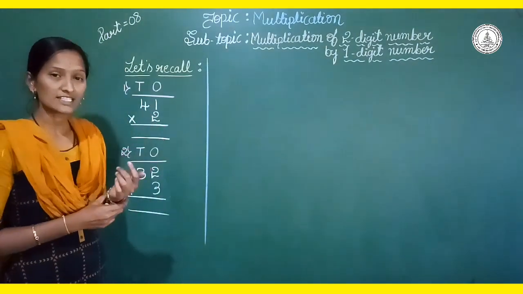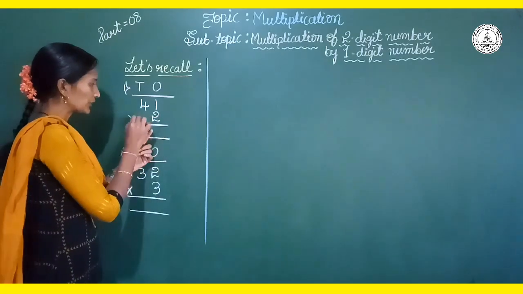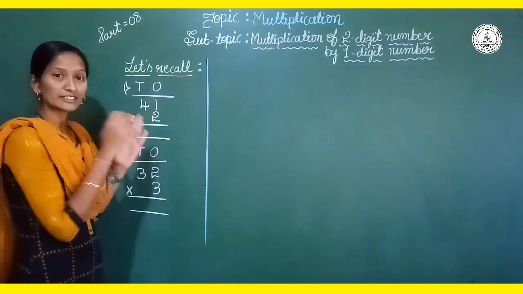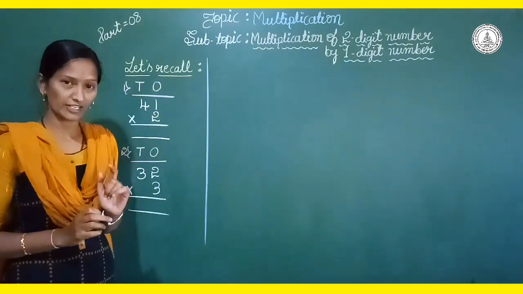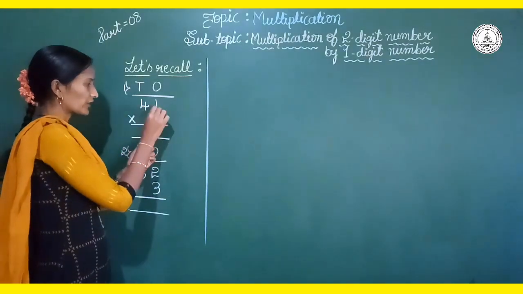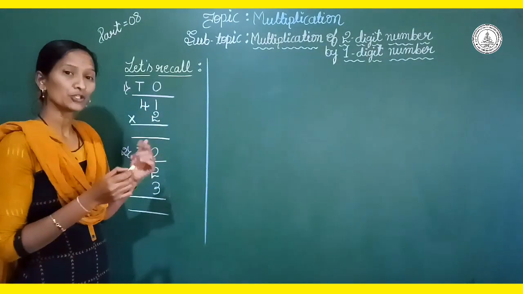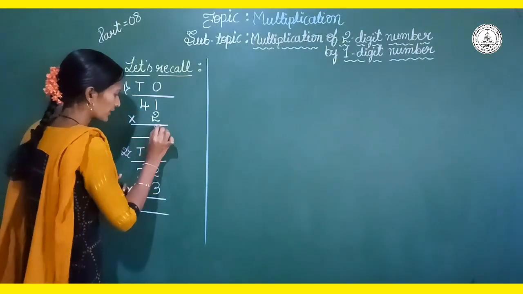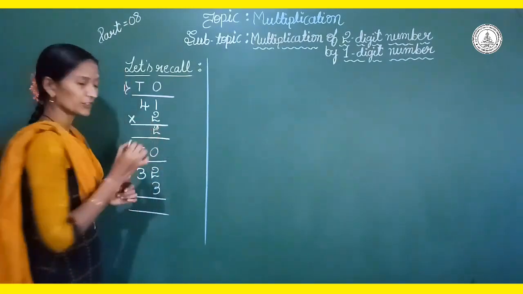So the next step is 2 into 1. You always multiply the numbers in the ones column at first. So 2 into 1. 2 ones are 2 itself. So 2 ones are 2. I am writing here 2.